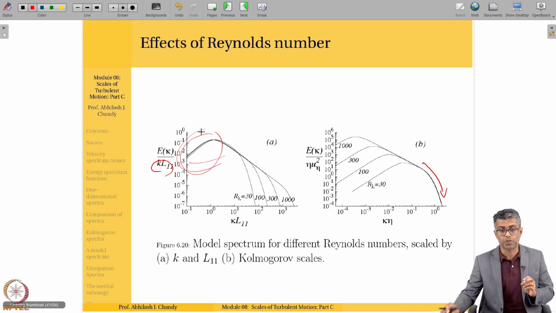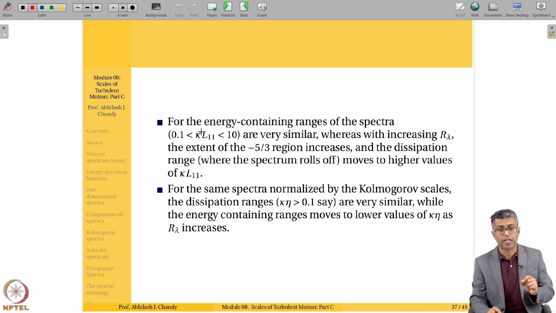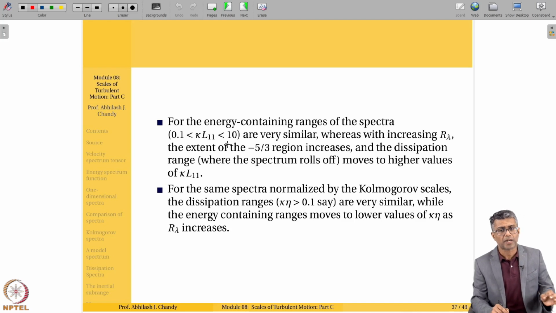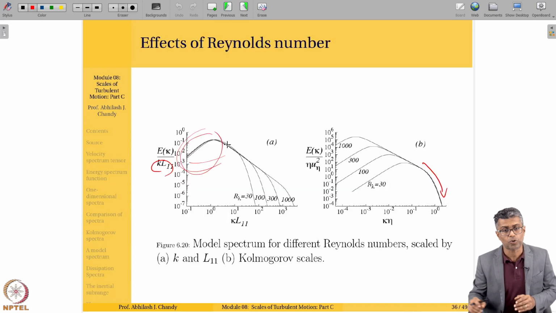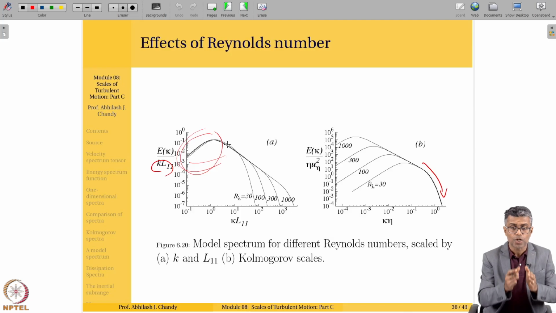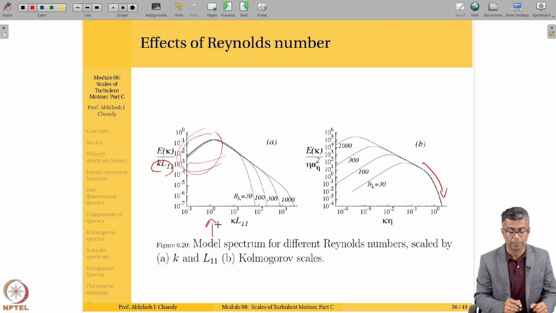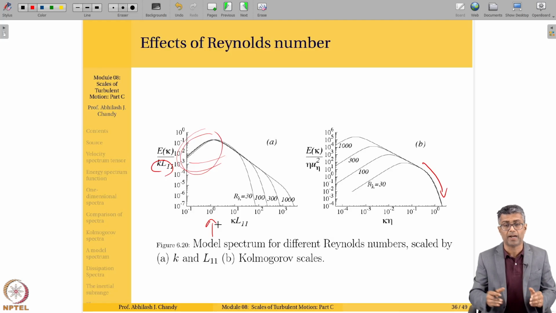Now, a few other observations we can make. For the energy containing range of the spectra, between 0.1 and 10, the spectra is very similar, which makes sense. Whereas with increasing R lambda, the extent of the -5/3 region increases and the dissipation range moves to higher values. That also makes sense. The fact that you are shifting more and more towards the right in this figure as R lambda increases also makes sense.